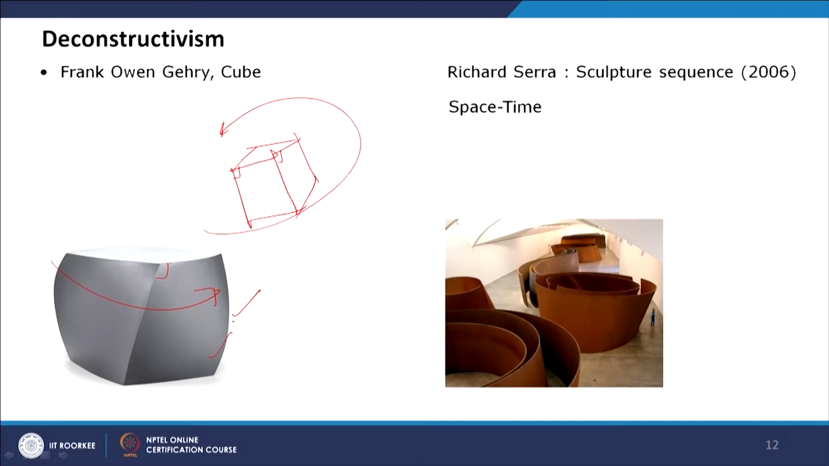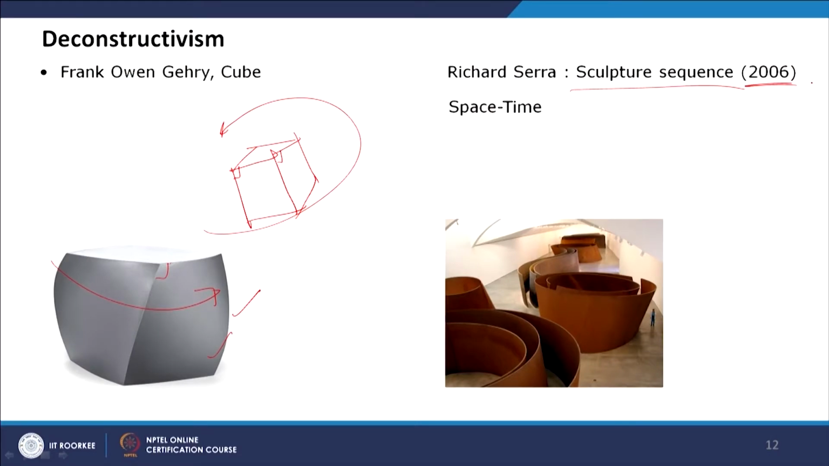So this is actually having a time dimension in the 3D. Architecture, which is 3D, is having a dynamic, it's capturing time, which has to create a more dynamic form. So this is Richard Serra's sculpture.